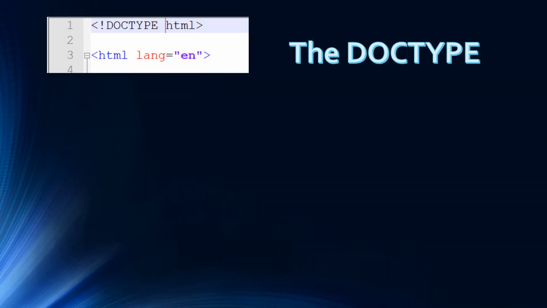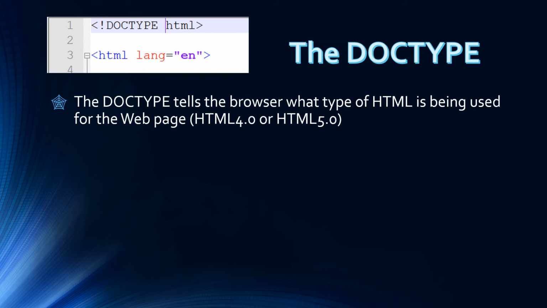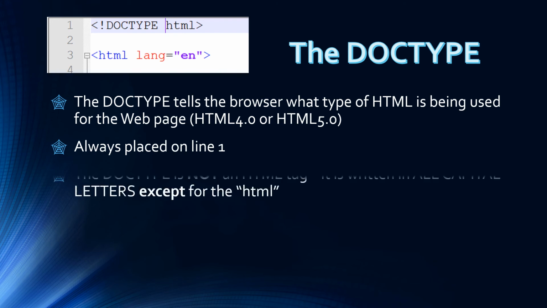The doc type. If you look on line 1, you're going to see the doc type written out. The doc type itself, the word is written in all caps, but it needs to be on every web page because it tells the browser what type of HTML is being used. In this class, we are using HTML 5.0, but there are other versions of HTML, and the browser needs to know what type is being used for your website. It is always placed on line 1.